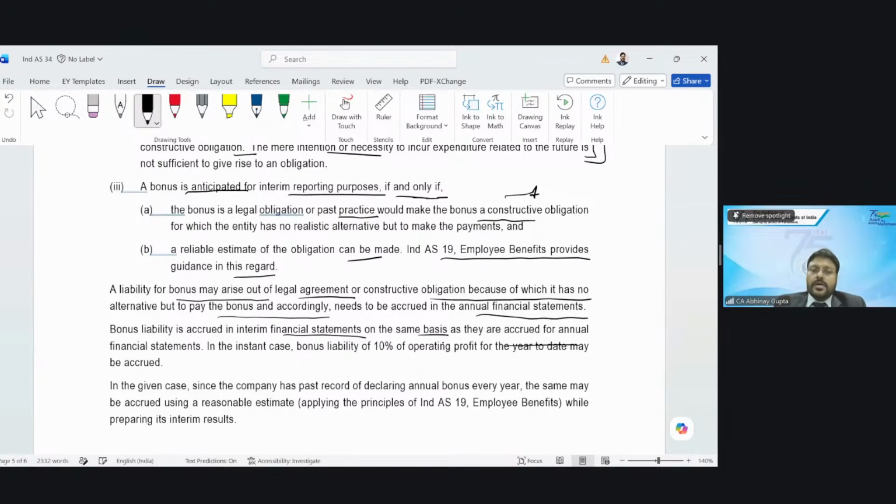So in the instant case, bonus liability of 10% of the operating profit for the year to date may be accrued. What do we mean by this statement? So 10% of the year to date profit, YTD profits. So if we are recording it for quarter 3, then what is the accumulated profit as on Q3, right? Suppose 10 crores in Q1, 20 crores in Q2, 30 crores in Q3. So 30 plus 20 plus 10, 60 crores. So on 60 crore, 10% will be computed, right? And that liability will be recorded in the Q3. Correct?